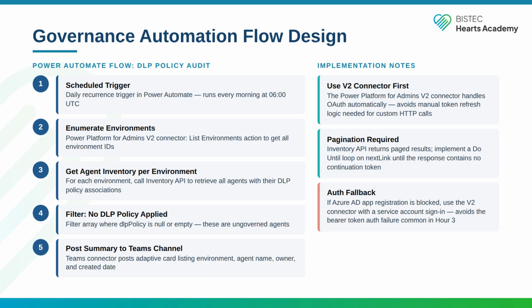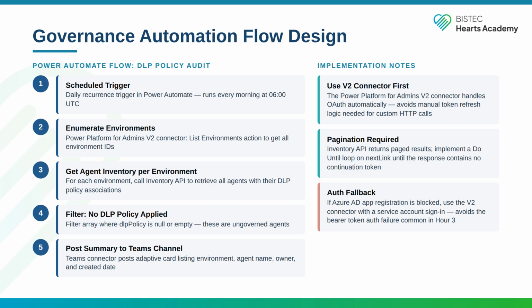The fifth step posts the results to a Teams channel. The Teams connector sends an adaptive card listing the environment name, agent owner, and created date for each ungoverned agent identified. The receiving channel should be monitored by the platform governance or cloud operations team, not by makers. Two implementation details determine whether the flow works correctly at scale. First, use the V2 connector for the environment enumeration and agent inventory steps before considering custom HTTP calls. The connector handles OAuth automatically and significantly reduces flow complexity.